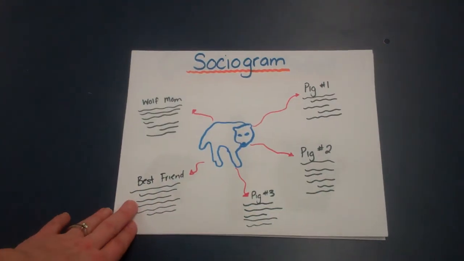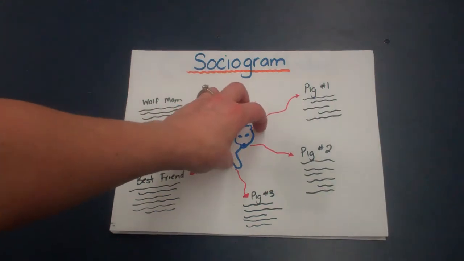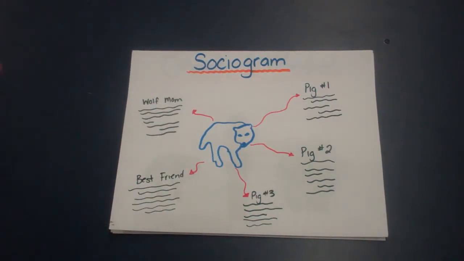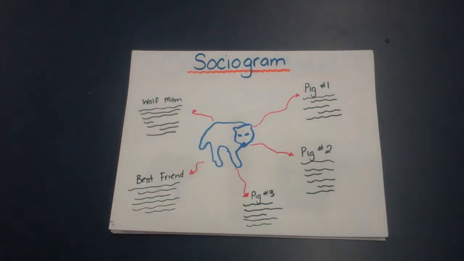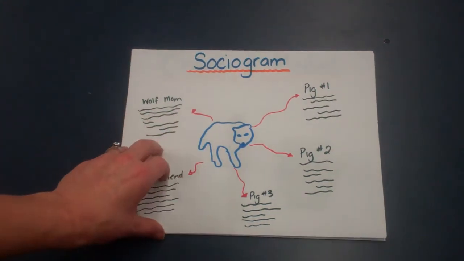Another is a sociogram, and yes, this is a wolf. This is an activity that we've done for other books, where you take a main character and you identify the different relationships, whether they're positive, whether they're negative, what role the different characters play in your protagonist's life, and you explain why you chose them and their significance to your character or their development.